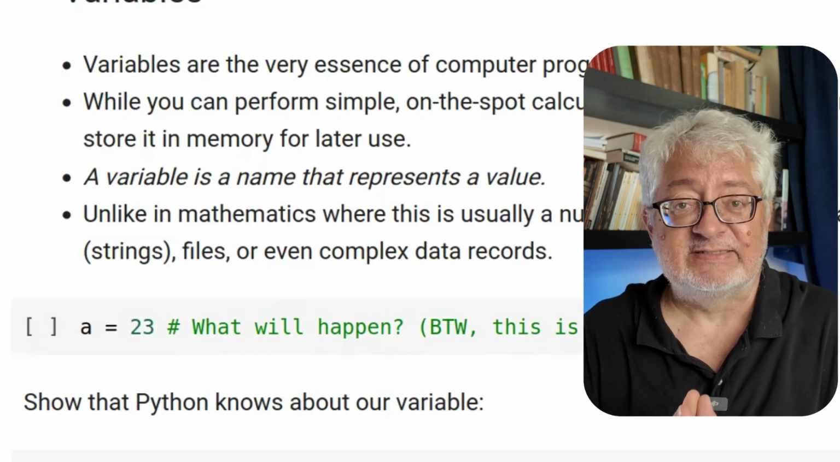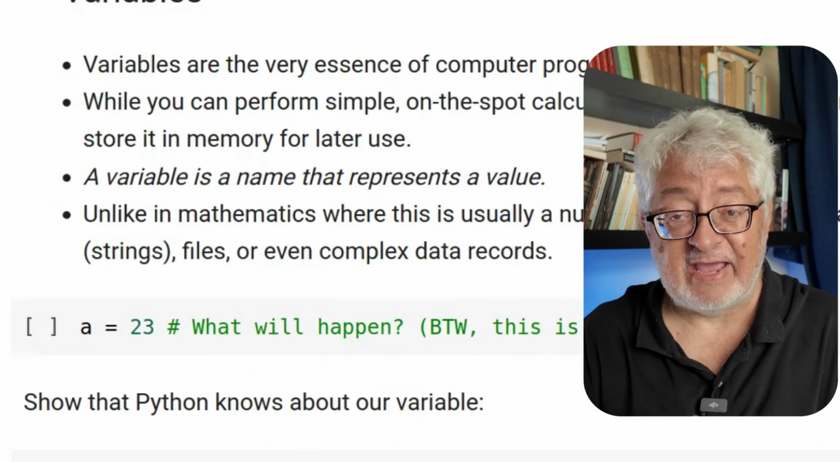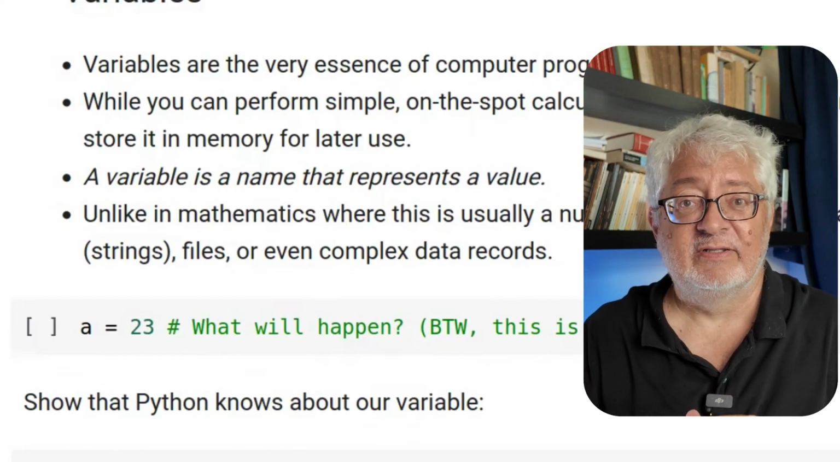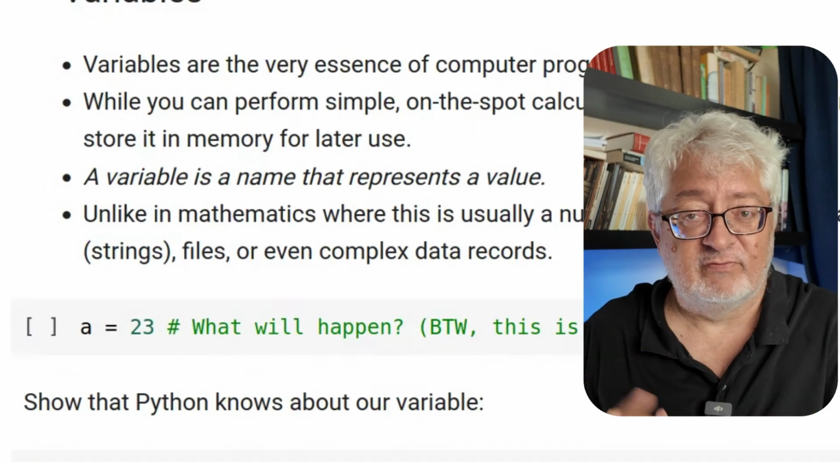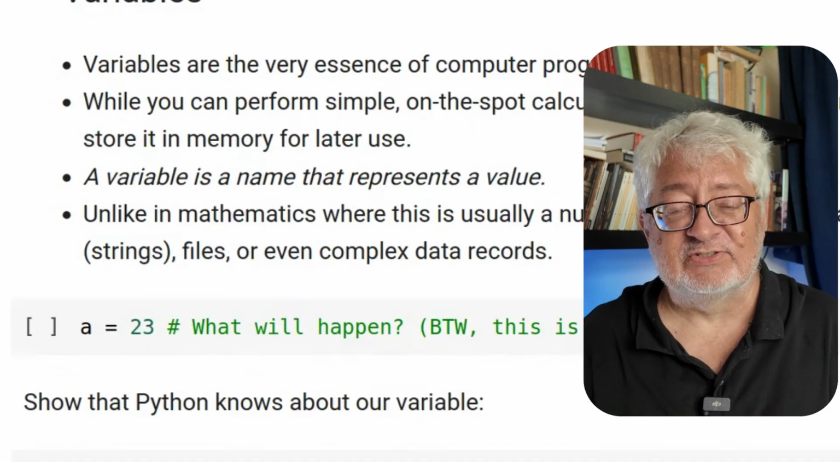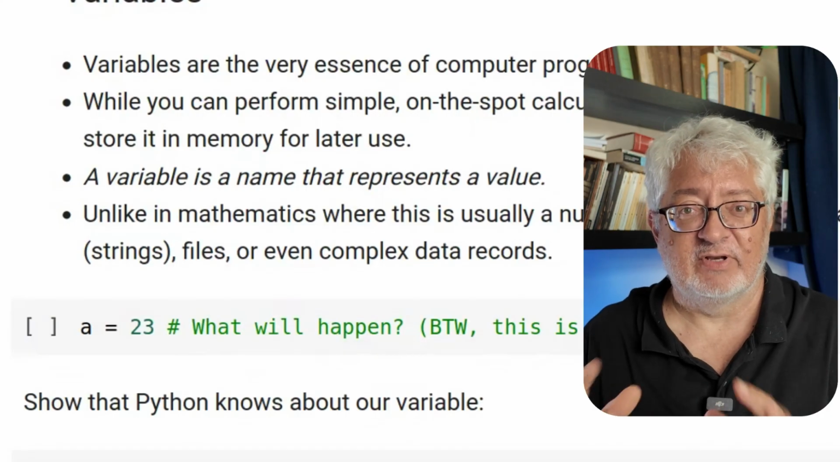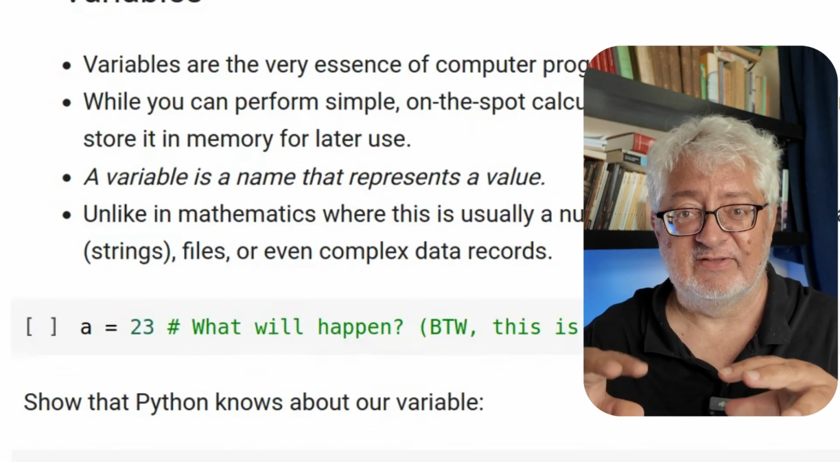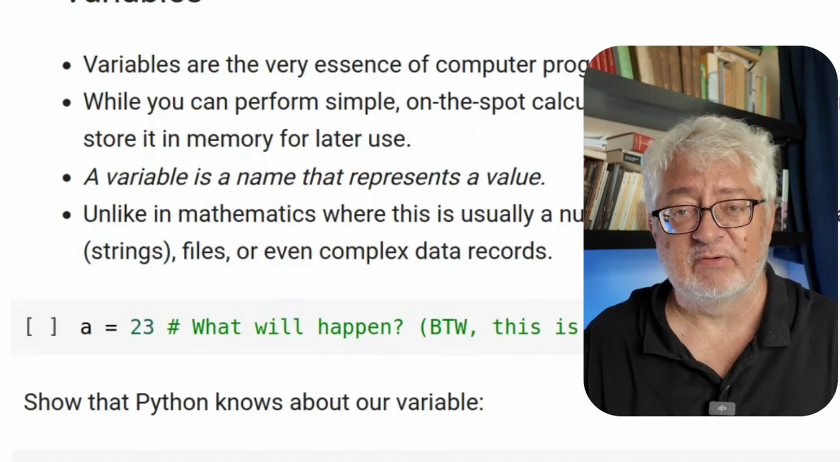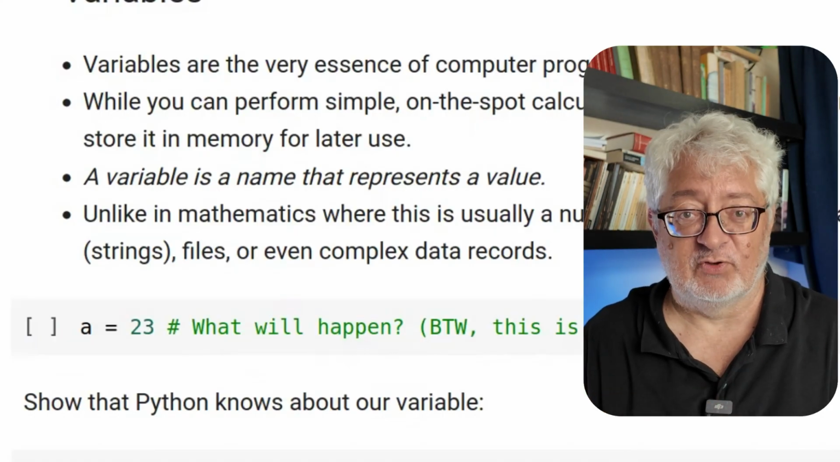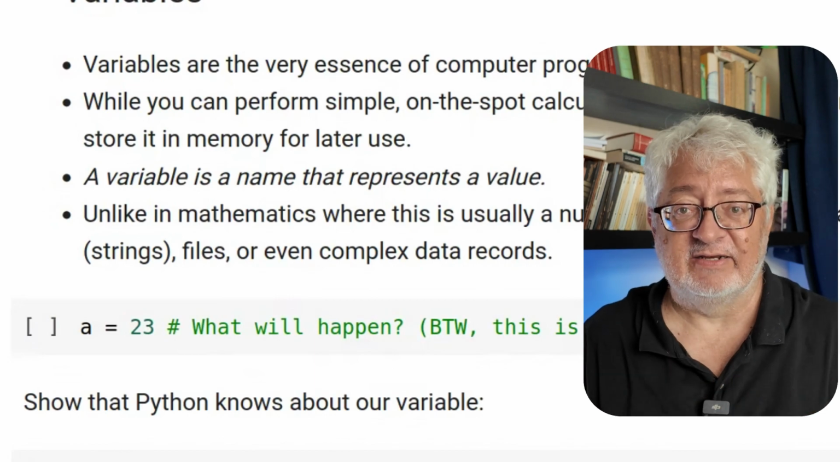A variable is a name that represents a value, and this value is stored in the computer memory for the duration of the runtime of the program, right? So it's not storing in the way like you would store something on a hard disk where it stays, but it is storing only while your program is running. When the program terminates, all the variables are forgotten. So it's a temporary storage of values under a name.